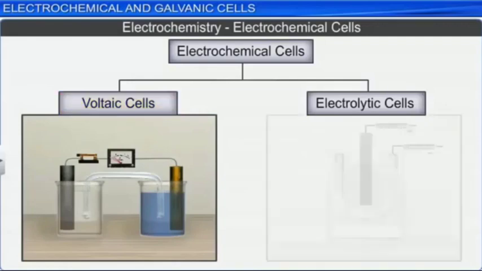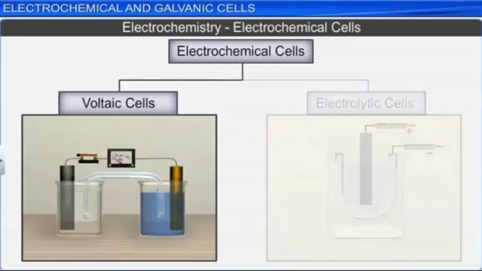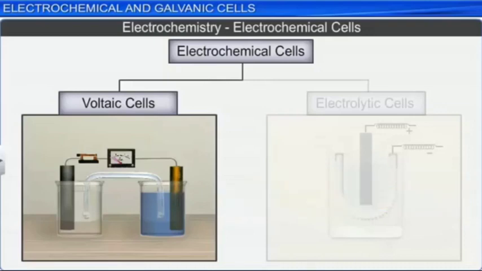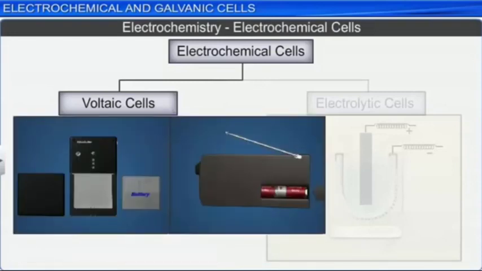In voltaic cells, the chemical energy of a spontaneous redox reaction is converted into electrical energy. Voltaic cells are also called galvanic cells. The electrical energy produced by such batteries can be put to useful work, powering our cell phones, radios, and other devices.